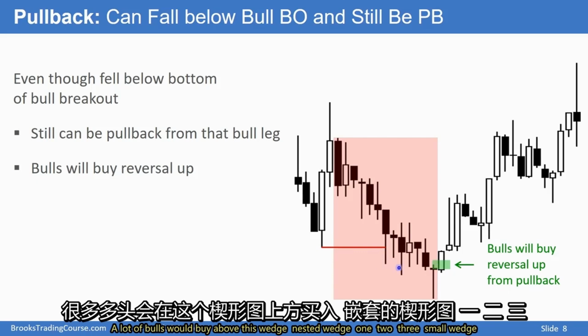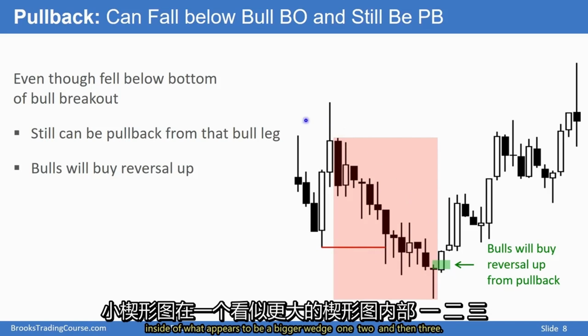nested wedge, 1, 2, 3, a small wedge inside of what appears to be a bigger wedge, 1, 2, and then 3.